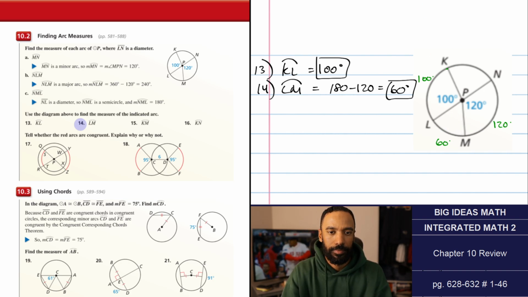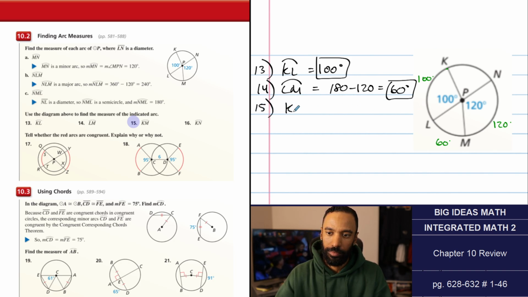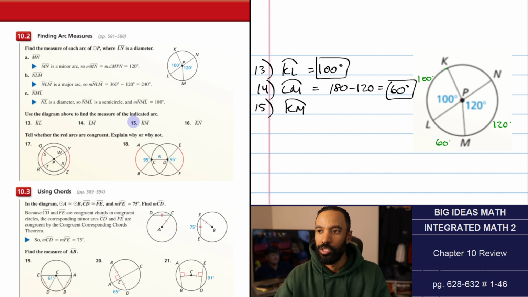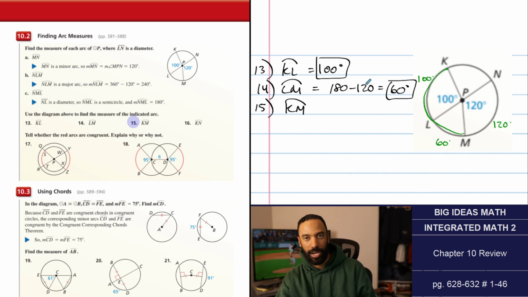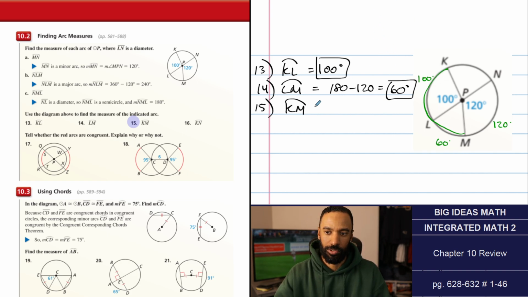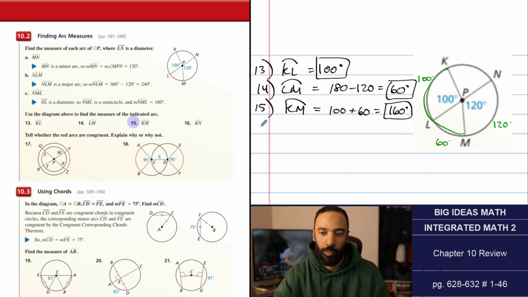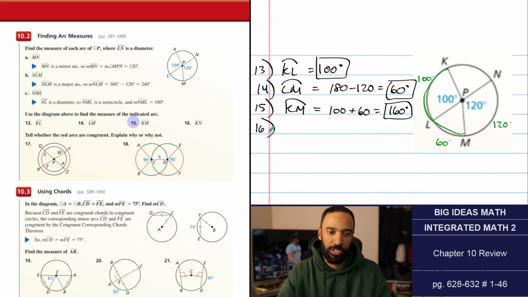Number 15, measure of arc KM. Yes, KM. Now, we need to do the minor arc. So from K to M, we're going to go this way, the path that takes you less than 180 degrees. We have a 100, we have that 60, which we can use, so we add those two. We're using something called the arc addition postulate. You can basically add arc measures together. Again, that should be less than 180, given that it was 2 letters. They are referencing a minor arc.